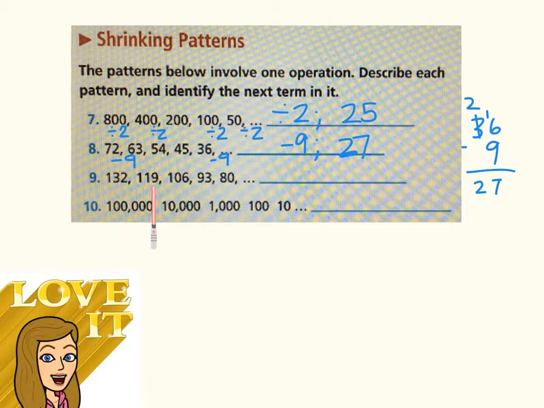132 to 119 to 106 to 93. So I'm not really recognizing any division that could work. So let's try subtraction and see if that works for the others. So 132 minus 119.